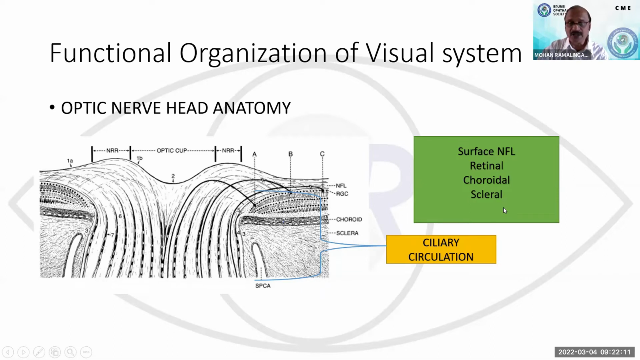Why is this transition or division important? The superficial layer receives blood supply from the retinal capillaries, whereas the deeper layer receives blood from the choroidal or ciliary circulation. This stratification, this division, is worth remembering.